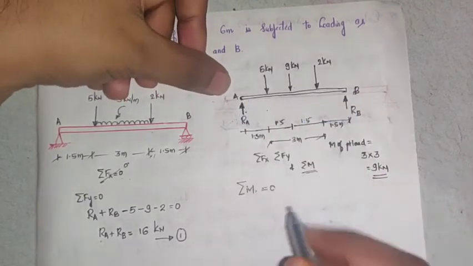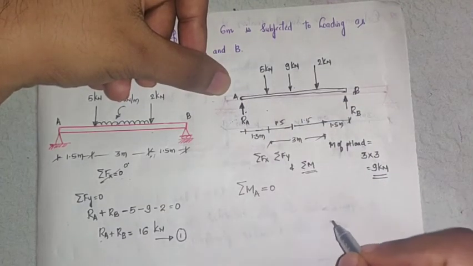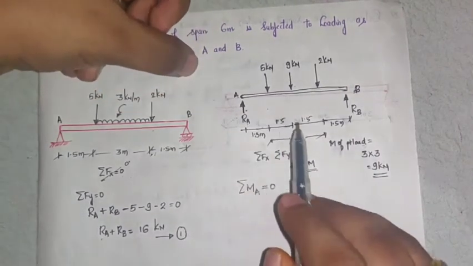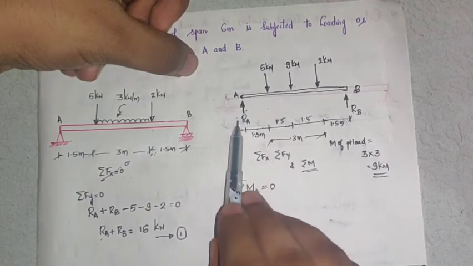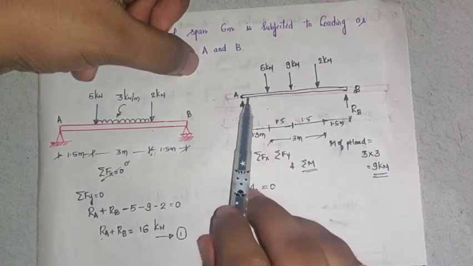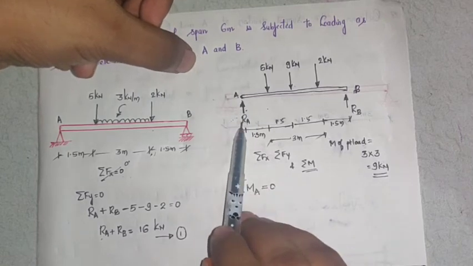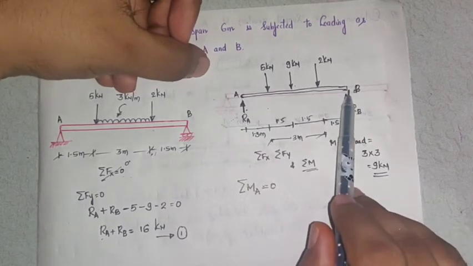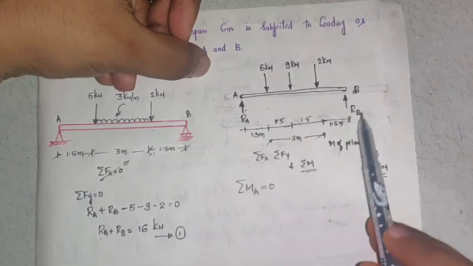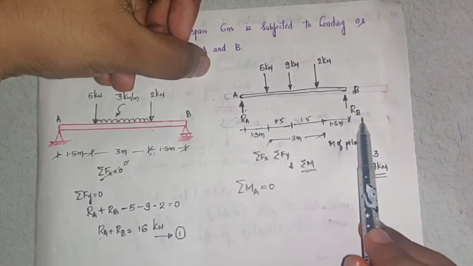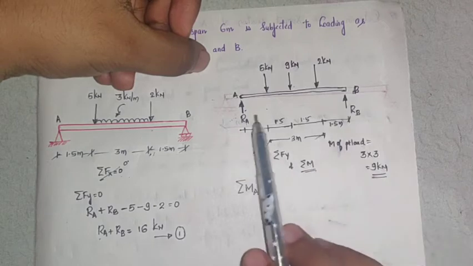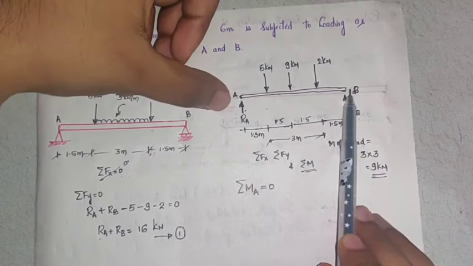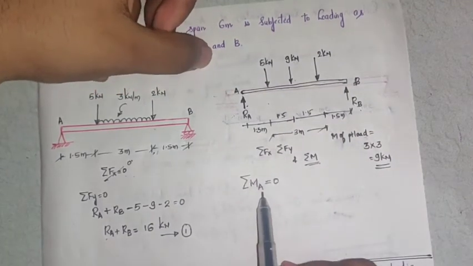If I take moment about point A equal to 0, means sum of moment of all the forces about point A equal to 0. What will be the value of Ra? Ra will be equal to 0, because line of action of Ra is in line with point A. And I'll get the value of Rb. If I say moment of all the forces about point B is 0, then Rb will be equal to 0. So you can take either about A or B. If you take about A, you will get value of Rb. If you take about B, you will get value of Ra. So here in this problem, I'll take moment about A.